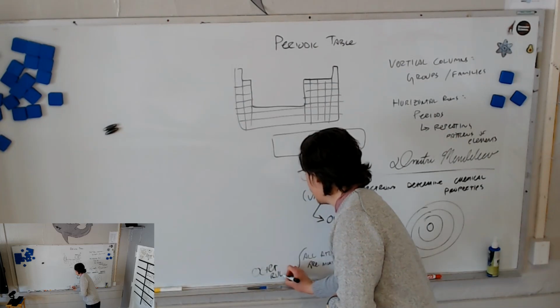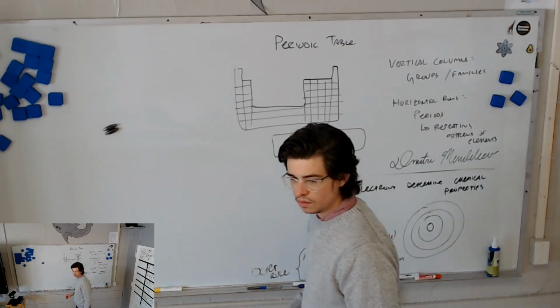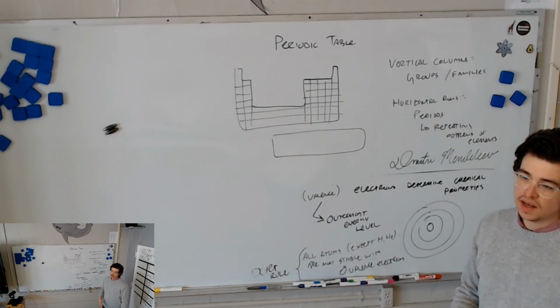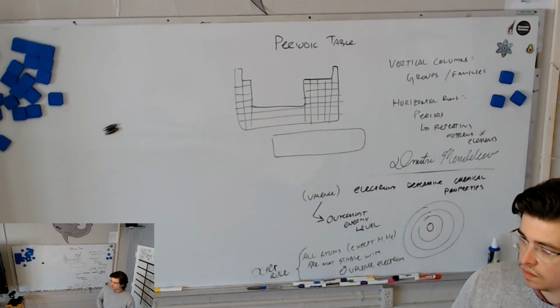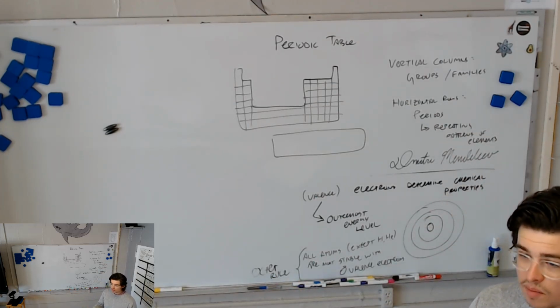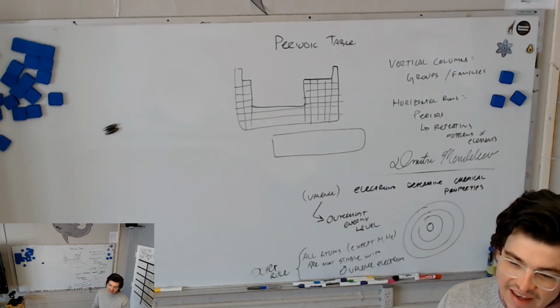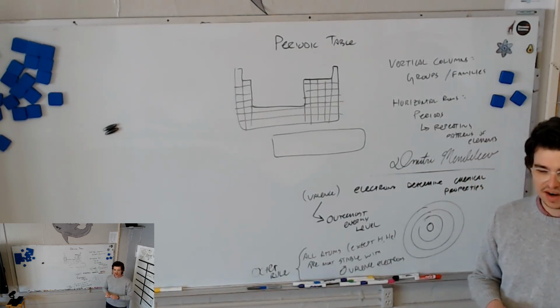Why might it be called the Octet Rule? What's oct mean? 8. Yeah, like an octopus has 8 feet. Octomom, right? She had 8 kids.